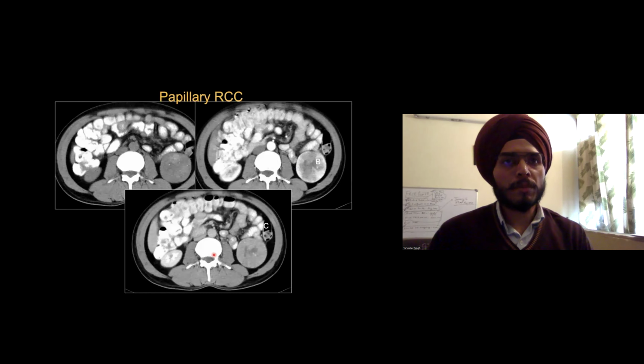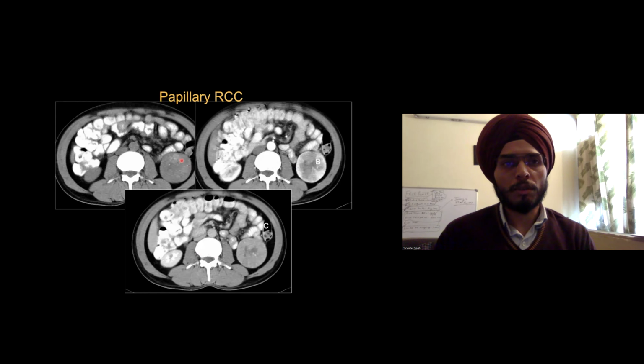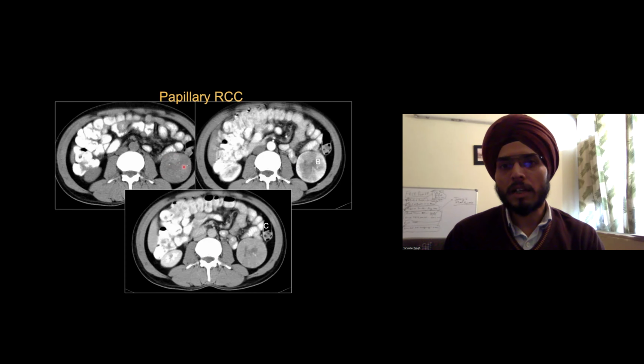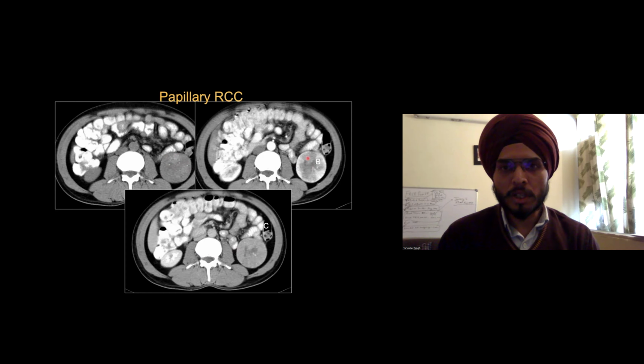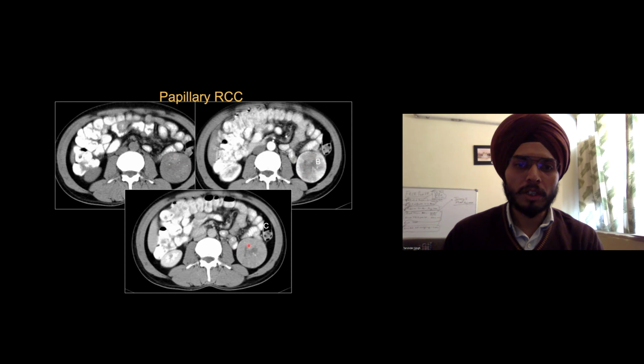So, the second variety, papillary RCC. We can see a lobulated lesion arising from the lower pole of the left kidney, and it also shows a few punctate foci of calcifications, which are very evident on the NCCT scan. Subsequently, corticomedullary phase and nephrographic phase were done for this patient. We can see the lesion is enhancing, but the enhancement is relatively less in comparison to the cortex of the kidney. And on nephrographic phase, it is still hypo-enhancing.